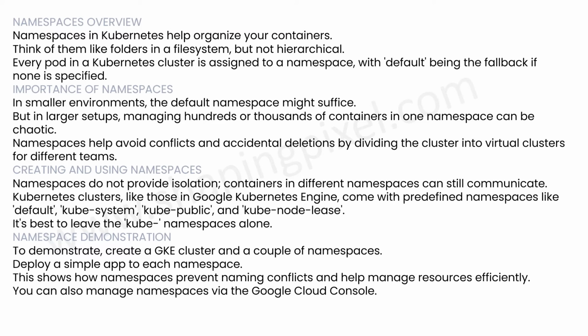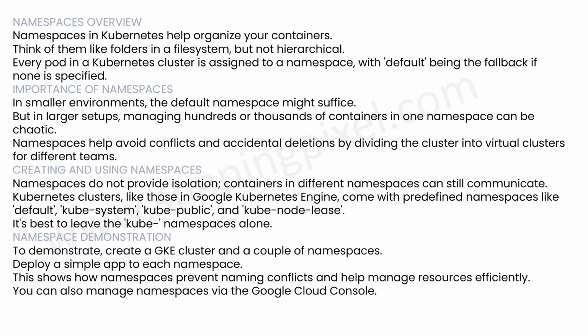teams. Namespaces do not provide isolation. Containers in different namespaces can still communicate. Kubernetes clusters, like those in Google Kubernetes Engine, come with predefined namespaces like default, kube-system, kube-public, and kube-node-lease. It's best to leave the kube namespaces alone.